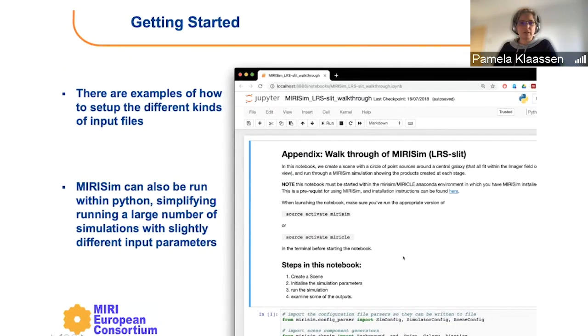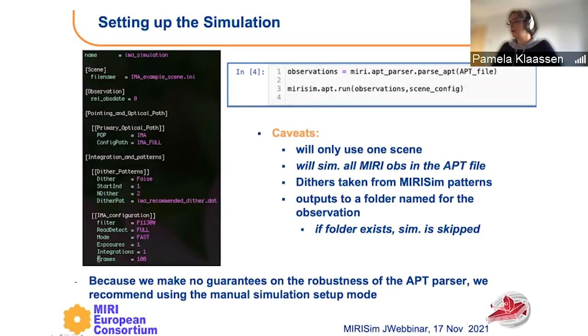Also available as part of the user guide is a number of walkthroughs. The example that I'm showing here is how to use the LRS in slitted mode. Jupyter notebooks that show you how to go through MIRISim, all available in the user guide. And here's a little bit more information of how to set up your simulation.